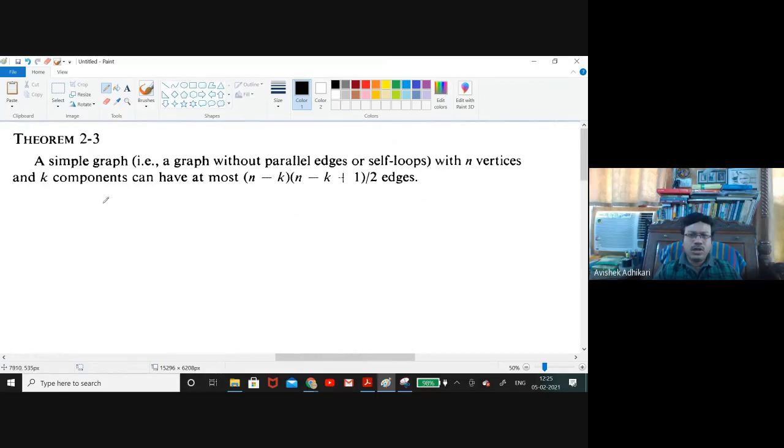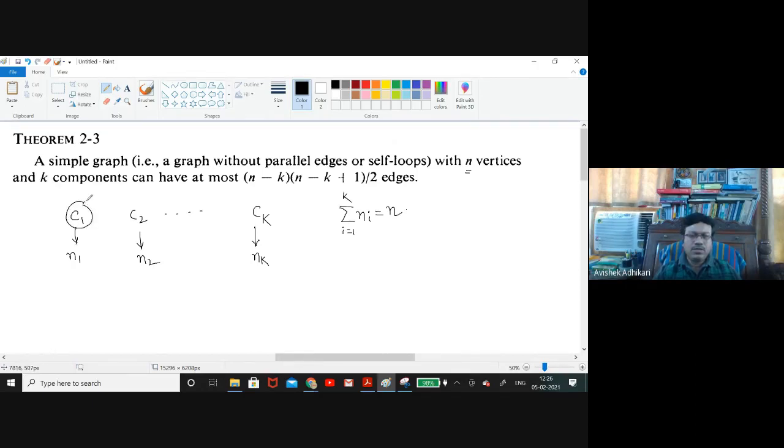So suppose I have, how many components are there? K components are there. Say C1, C2, Ck. They are the k components of the whole graph. And suppose this component has n1 vertices, this component has n2 vertices, and this component has nk vertices. Now, given that there are n vertices, what is the summation of ni from i equal to 1 to k? That is nothing but n.